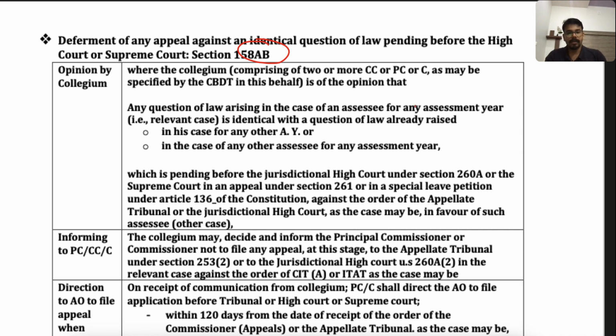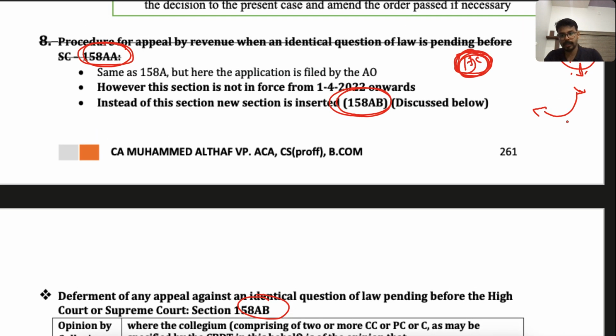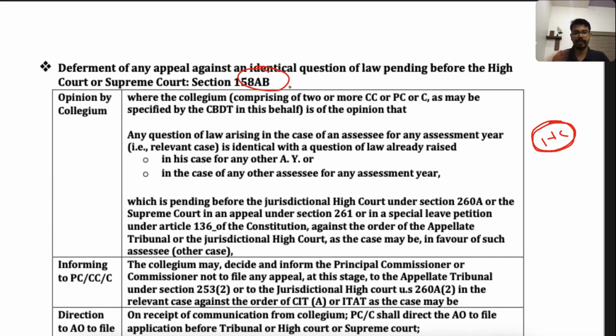See, you have to understand this. In the case of 158AA, there was wording that it was in his case, but in 158AB that is not there. That means the case pending in the High Court may be his own case or any other person's case. So if the same issue is pending in his case or any other person's case, the department can invoke 158AB. So the scope of this section is wider than 158AA, because in 158AA the assessing officer could apply it only when the case was similar to cases of the same person, but now it is widened so that it can be applied to other persons' cases also.